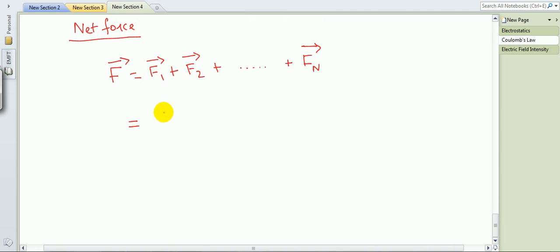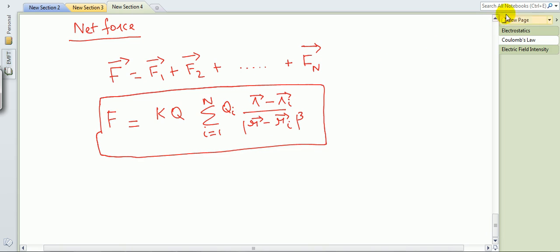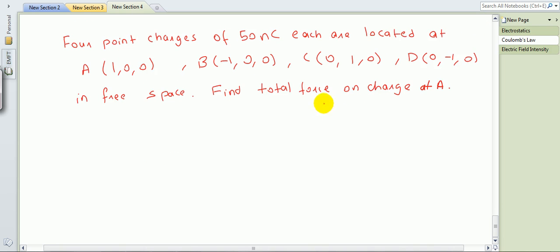So I can write in the simplified form that k will come out as common and the charge q will come out as common. I can write summation for the r vector minus ri vector and its cube, and here I can write r vector minus ri vector for the direction, where i will vary from 1 to n, and the charge also will come here. So this will be the total force on the charge q due to a number of charges.